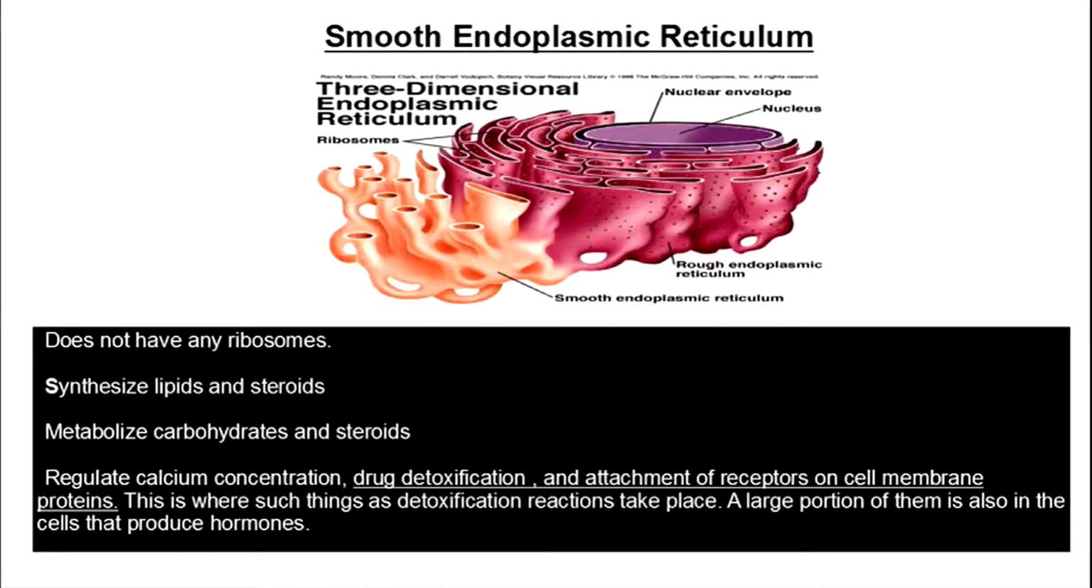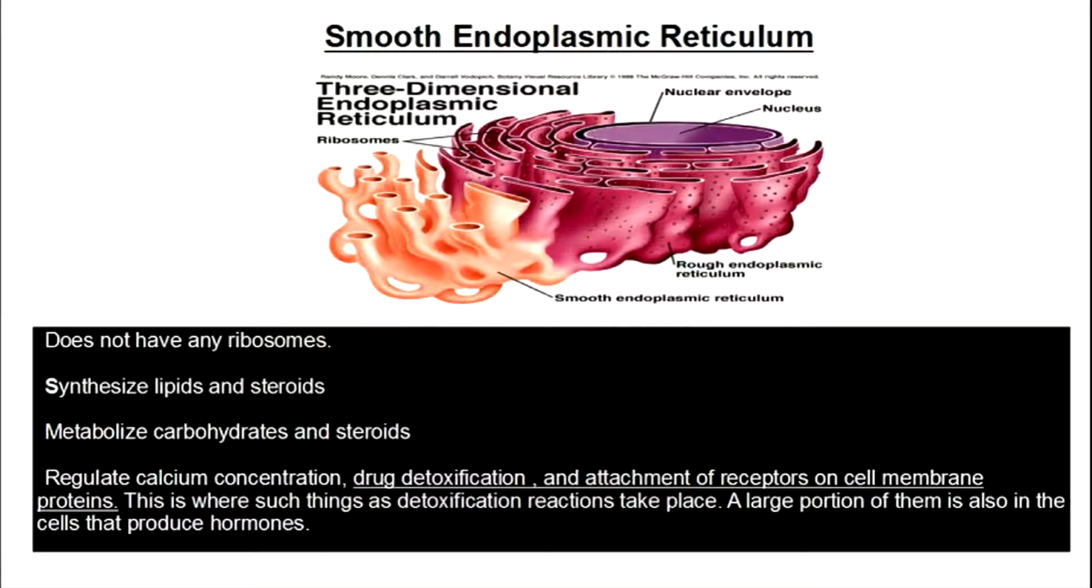But in general, we already know why it is smooth: there are no ribosomes attached to it. But the main thing is that the rough endoplasmic reticulum synthesizes or makes protein. The smooth endoplasmic reticulum synthesizes or makes fats. That's what lipids are: fats and steroids.